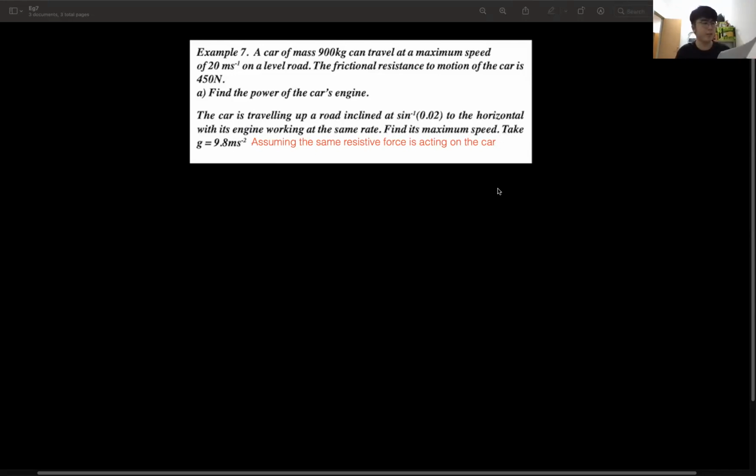Okay, if you have answers, let me know. For A, you have to get the force of the engine first. It says maximum speed. That means constant.